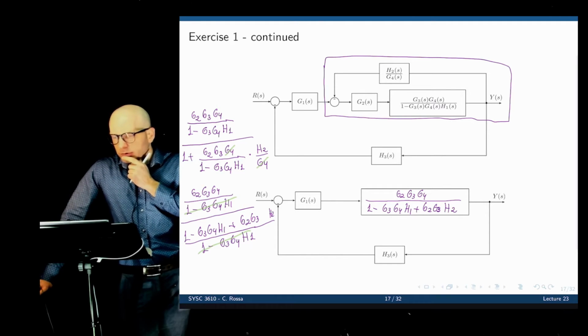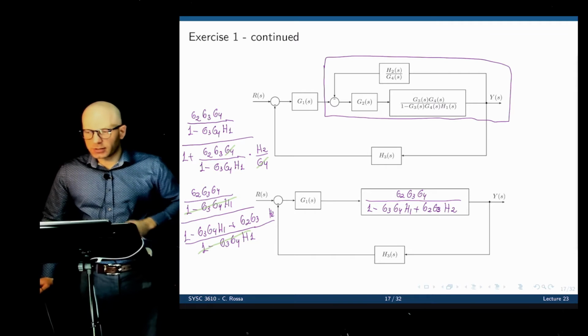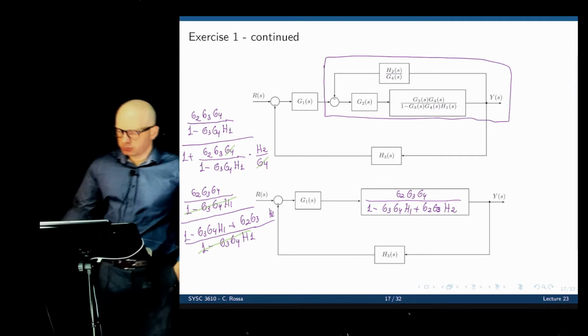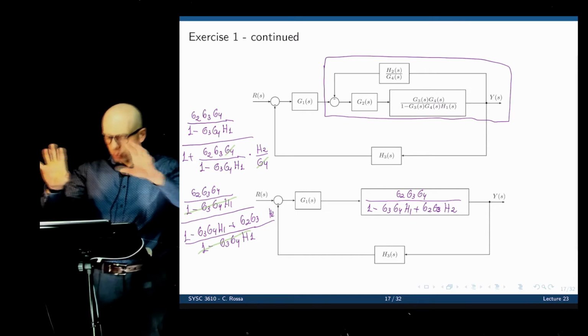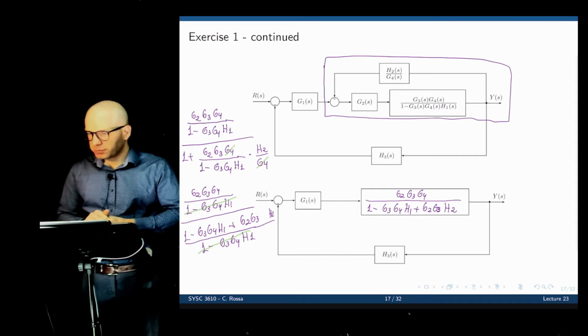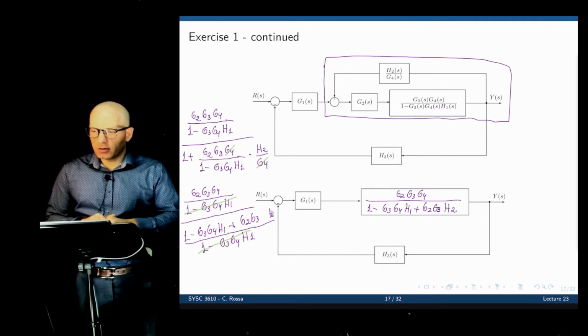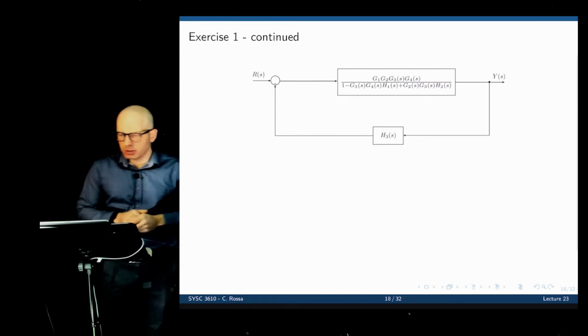Now what do we do next? Combine G1 and the other. Very good. Combine G1 in that big transfer function, and then we eliminate the final feedback loop. Very good.